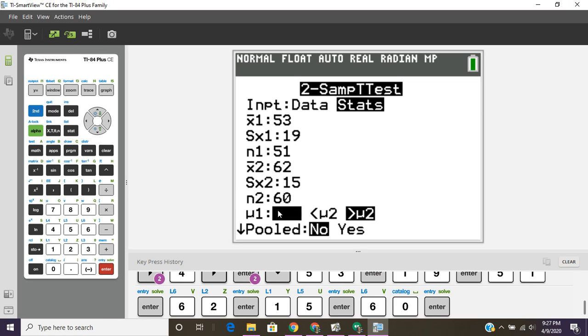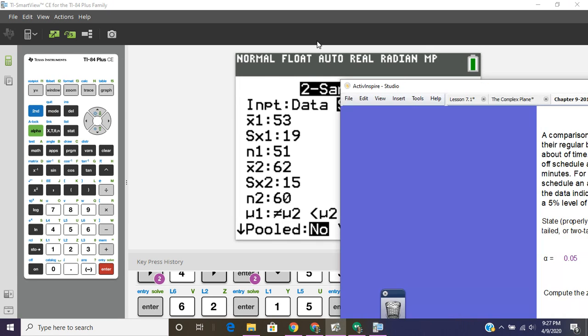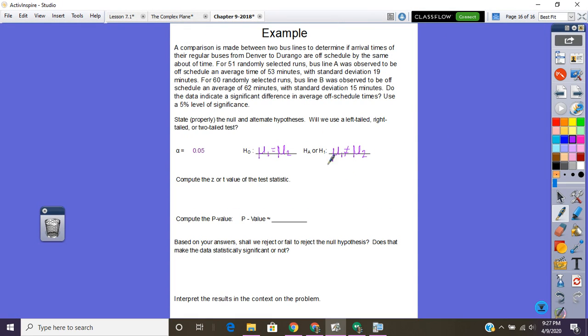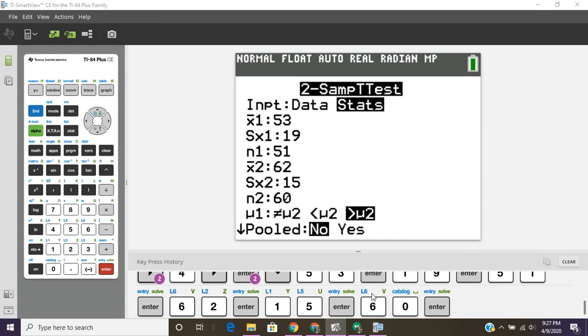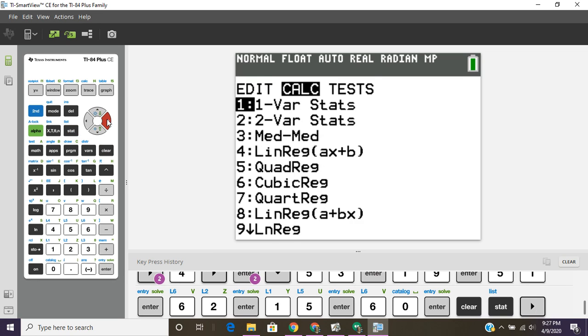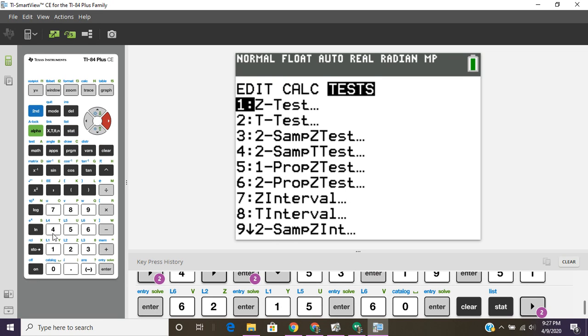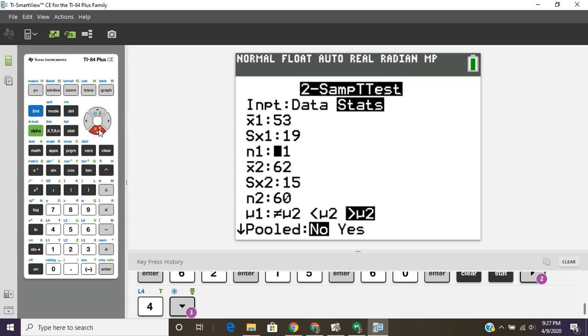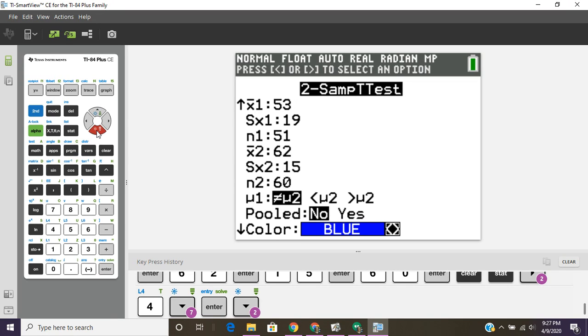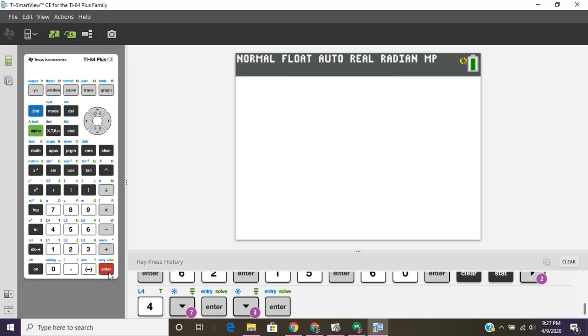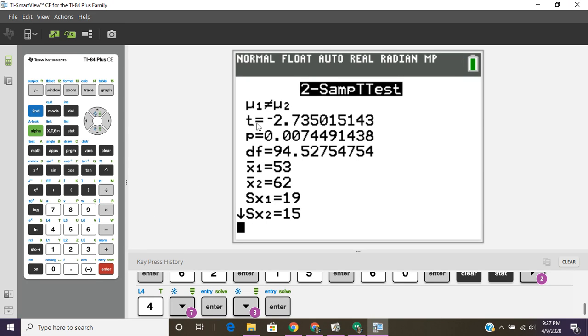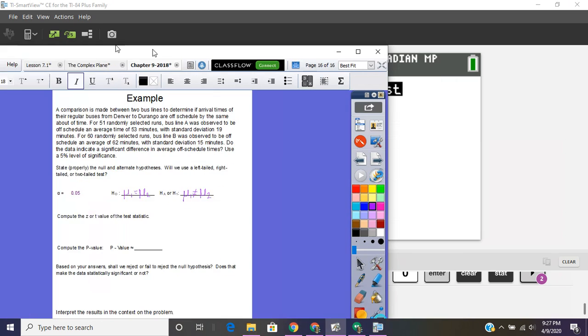All right, are we testing that they're not equal, that the first is less than the second, or the first is greater than the second? Well, look back at our null hypothesis. We're testing that they're not equal. So that's going to be that one. Oops, didn't mean to do that. So we're testing that. Pooled, we never pool these. Color doesn't matter, and we're going to do a calculate. Okay, so here's our T critical value, our P value, and then all the information we already typed in. So let's write all that down here.